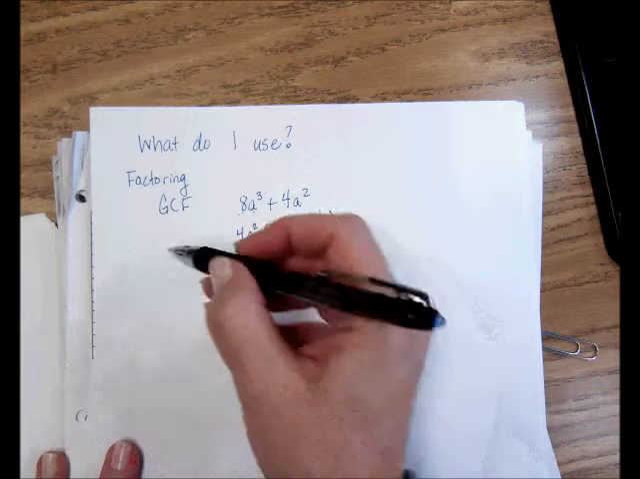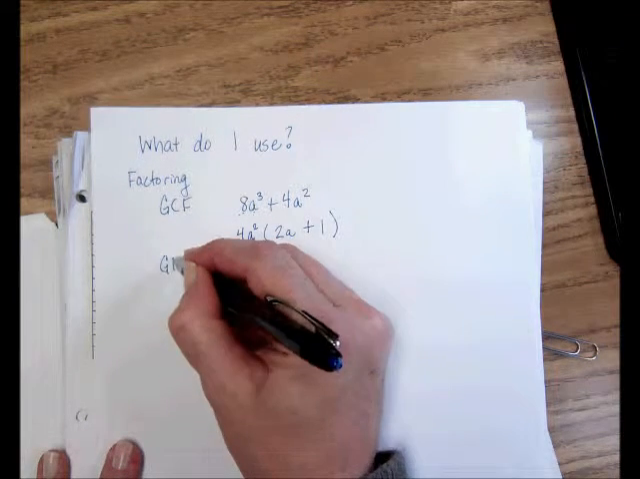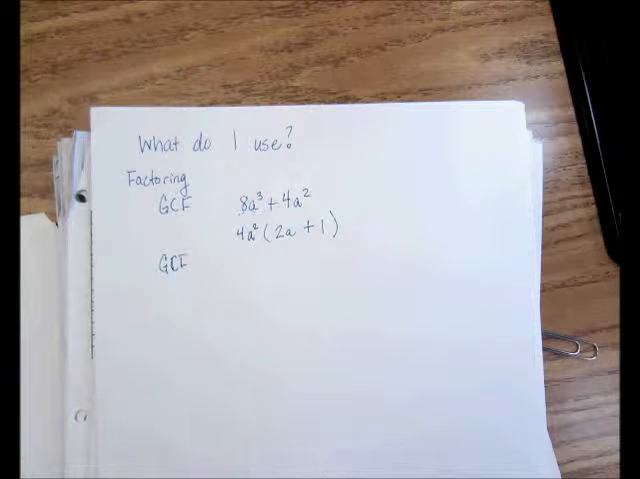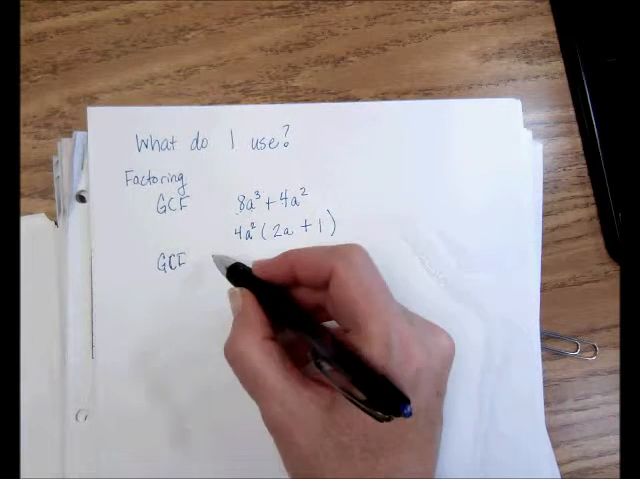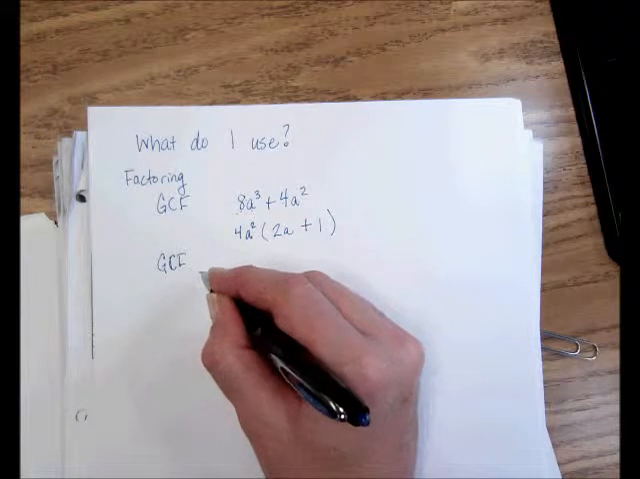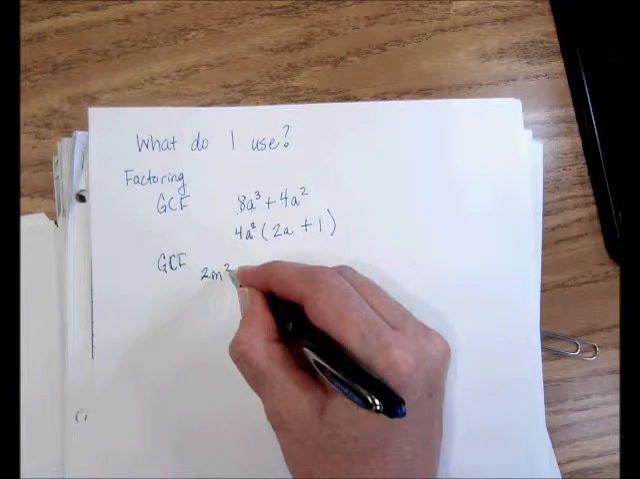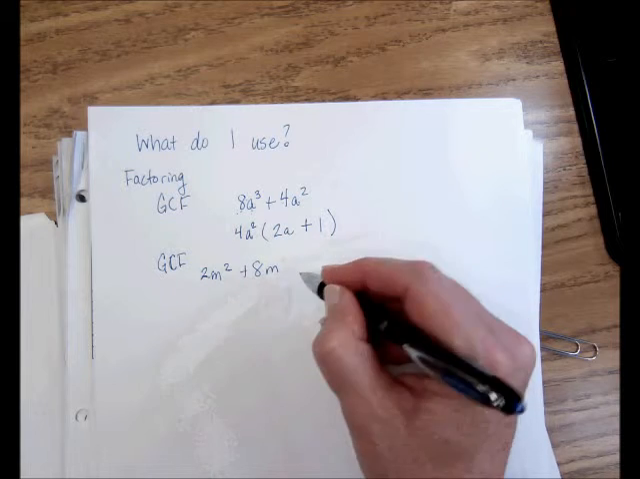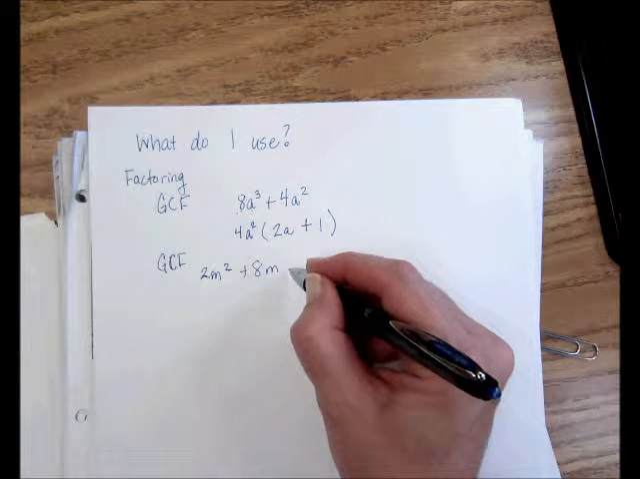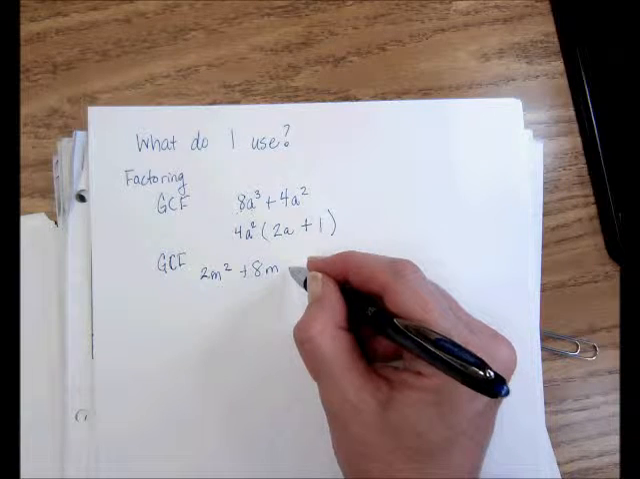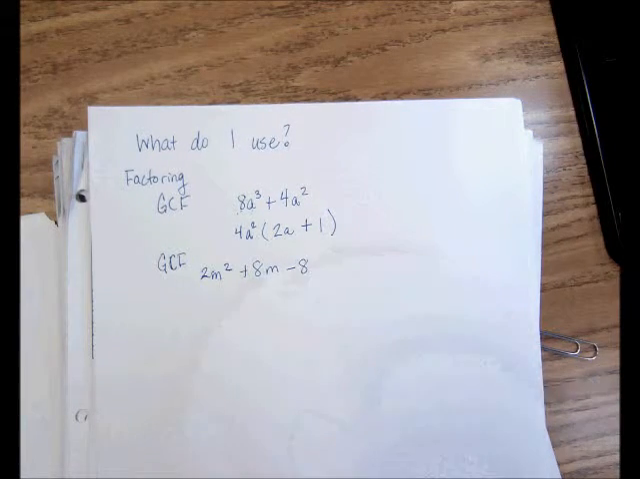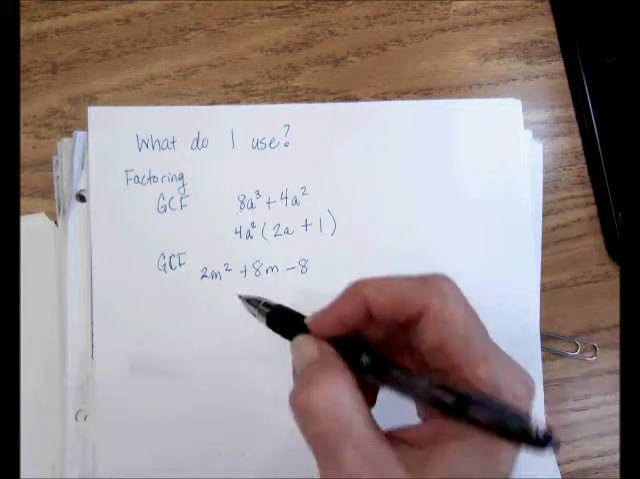Okay? So there's another type of situation that we come to where we need to factor out a greatest common factor before we start factoring. I know that sounds funny. So I have a situation where I have 2m squared plus 8m minus 8. And I'm just trying to make this up on the fly.